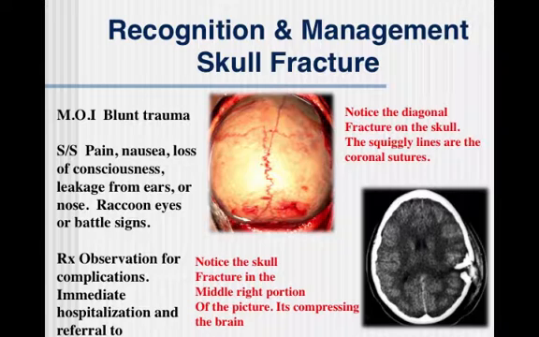Slide 9. Skull fractures occur from blunt trauma, such as a baseball or shot put to the head or a fall from a height. The fracture is not the primary concern, but rather the potential trauma that was caused to the brain. The signs and symptoms include pain, headache, nausea, fluid in the ear or nose, ecchymosis around the eyes, referred to as raccoon eyes, or behind the ear, referred to as battle sign.